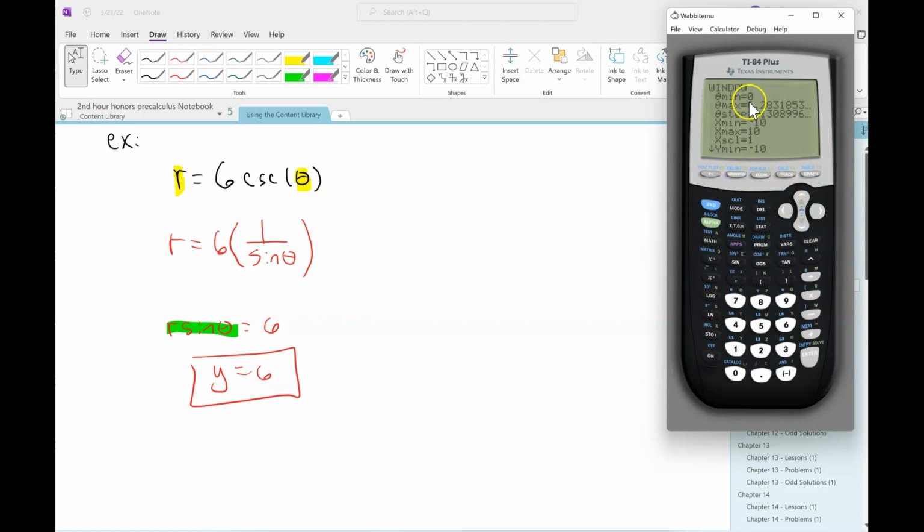I'm going to check my window real quick. So my theta range goes from 0 to 2 pi. That's great. And my standard window goes from -10 to 10. That looks good for both x and y. So I'm going to go ahead and graph. And look at that. Looks like the line y equals 6 to me, doesn't it? That's neat.